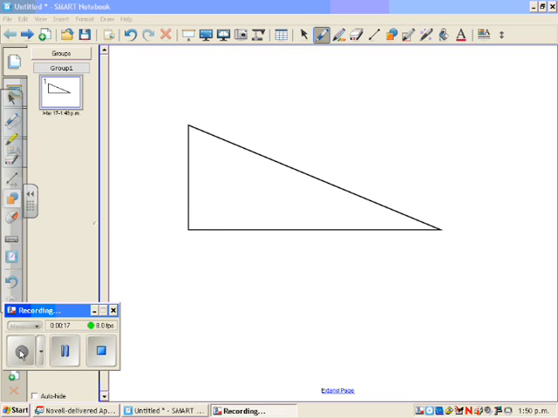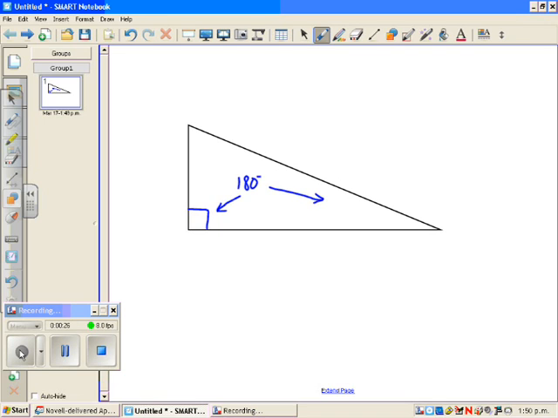The right angle triangle has one right angle and has two other angles. And the three angles all added up will always equal 180 degrees. 1, 2, 3. All added together make it 180 degrees.